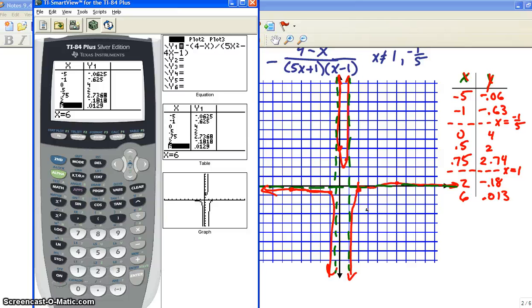need to talk about. We need to figure out where an x-intercept is on this graph, because in fact there is one. And we know that because the value from here was negative at 2, negative 0.18, and then it went positive for the y at 6.013. Make sense? So it's got to cross the x-axis somewhere.